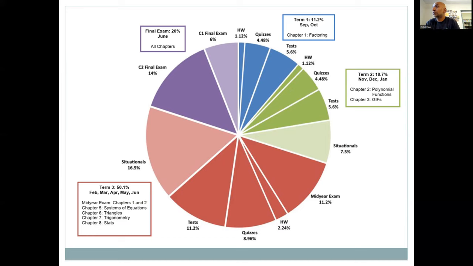Term one, you can see, is in blue. It's the smallest piece of the pie. Term two is in green. Term three, you can see, is by far the largest piece. It's pretty much half of the pie there in red. And then the final exams are in purple in the top left corner.